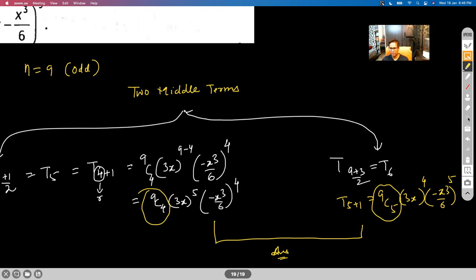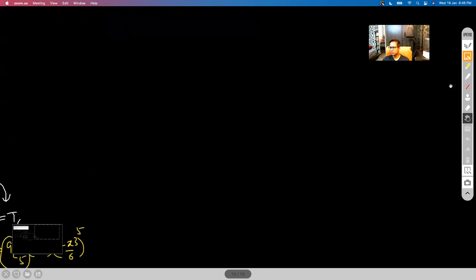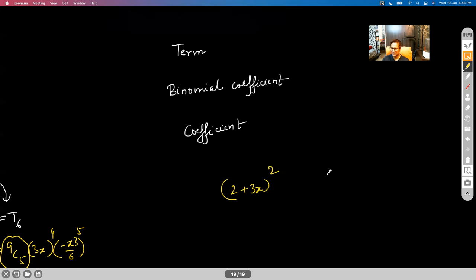Acha, there's something which I would like to address over here. What is the difference between term, binomial coefficient, and coefficient? Okay, let's try to understand this. Let me take a simple example. If somebody says (2 plus 3x) squared, expand this. If you use our binomial expansion, we'll end up getting something like this. I've just taken a simplistic case so that we don't waste too much time.